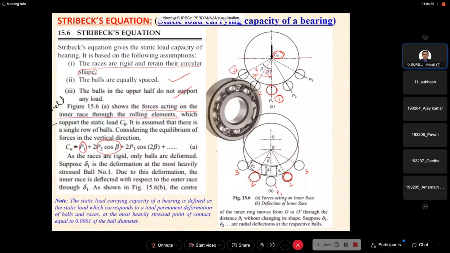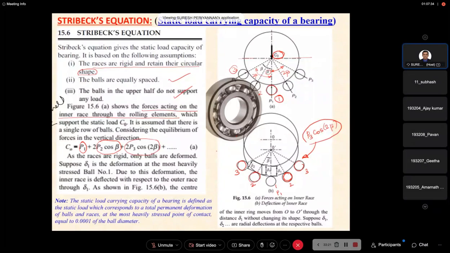Now I come to ball 3. Ball 3, P3 into cos 2 beta, because already we know this is the 2 beta angle. Hence P3 into cos 2 beta. For ball 3, the acting load is P3 into cos 2 beta. Balls 3 are symmetric, so 2 P3 into cos 2 beta.